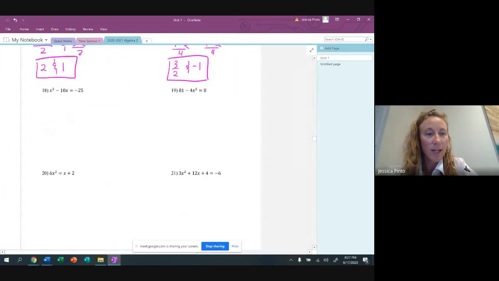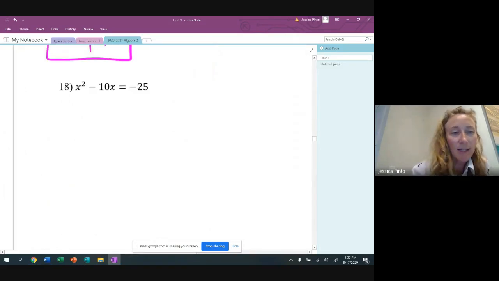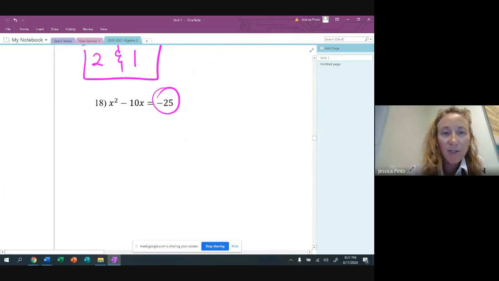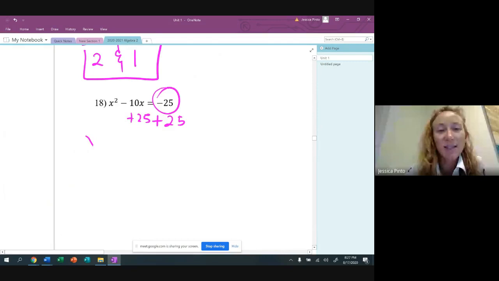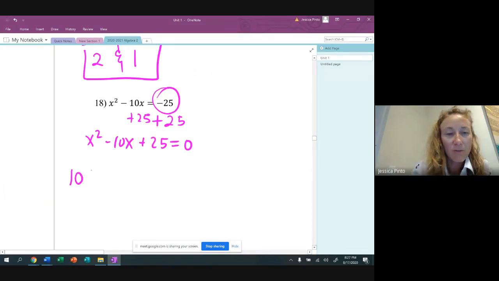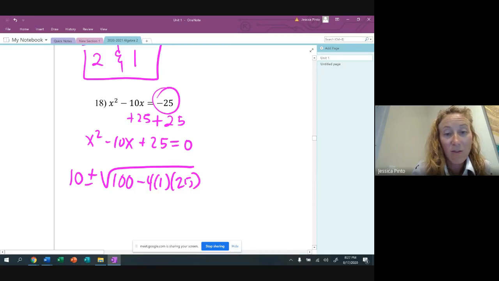Okay, number 18. I need to make this equal to 0, so hopefully you thought of it. Let's add 25 to both sides of the equation. And now it's ready to go. So, opposite of b, plus or minus the square root of b squared, minus 4 times 1 times 25. Ooh, that 25 looks funky.